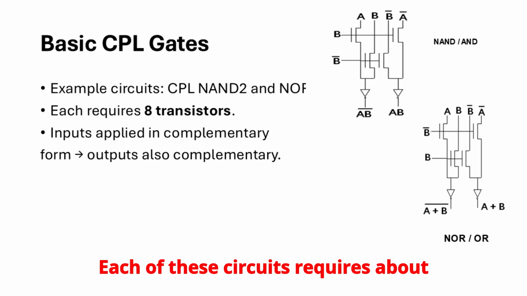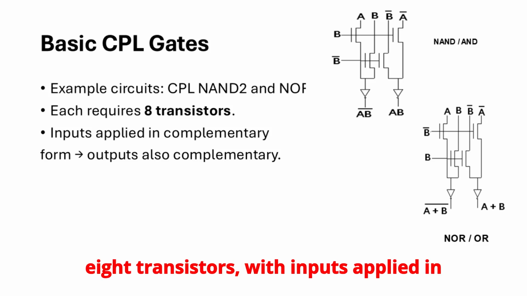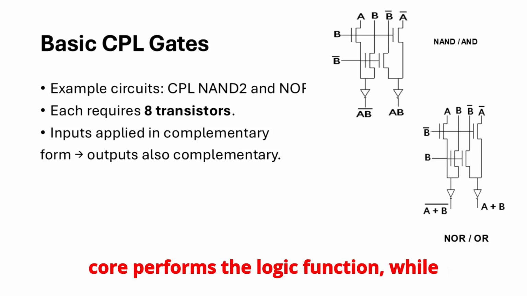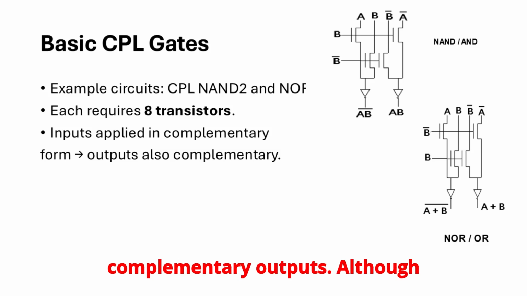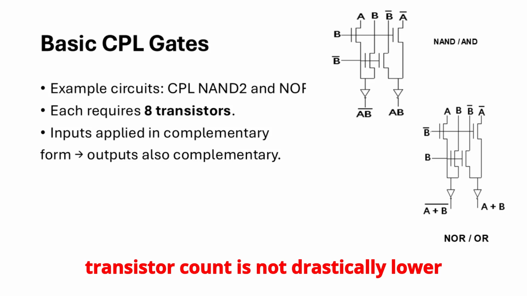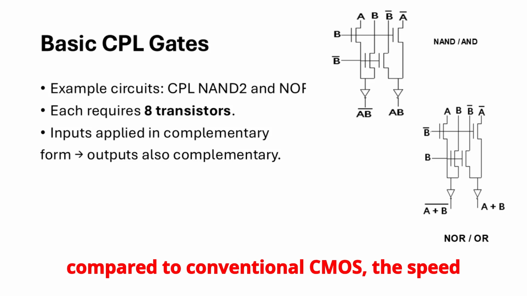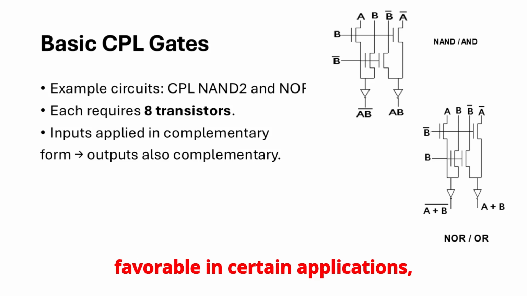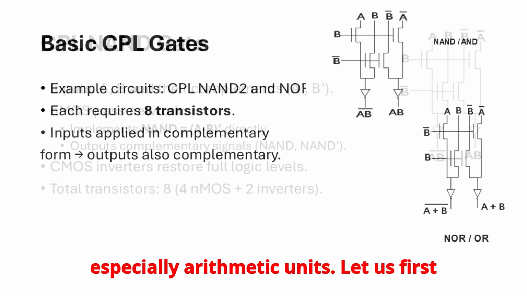Each of these circuits requires about 8 transistors, with inputs applied in complementary form. The Pass-Transistor core performs the logic function, while CMOS inverters provide restored complementary outputs. Although transistor count is not drastically lower compared to conventional CMOS, the speed and modularity benefits make Corporal favorable in certain applications, especially arithmetic units.